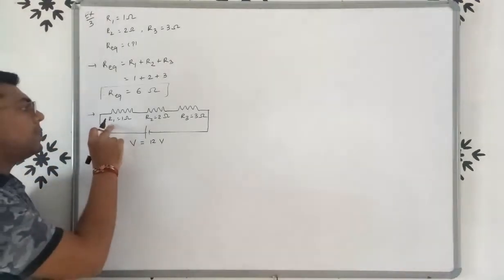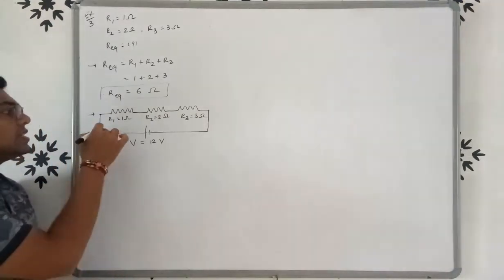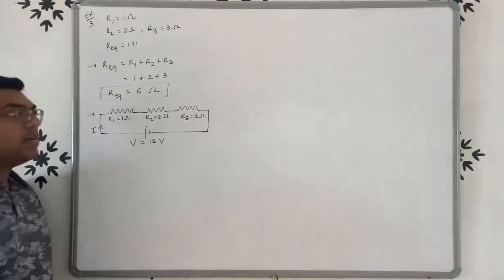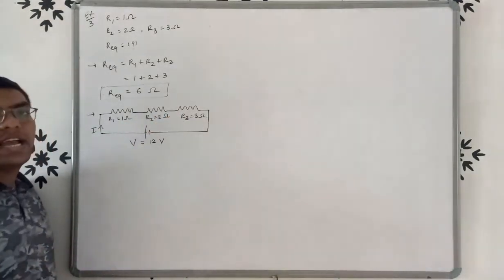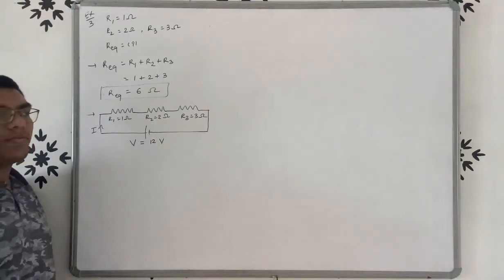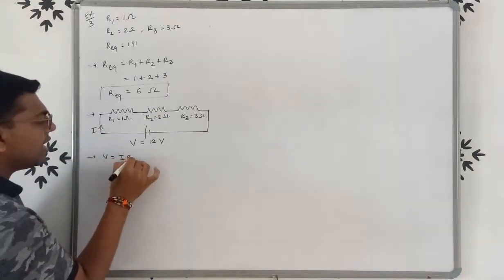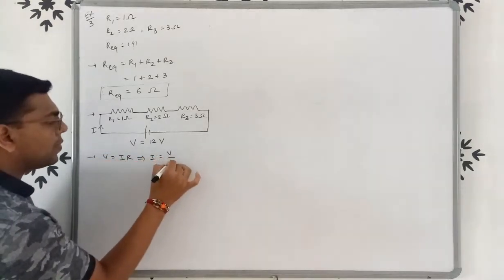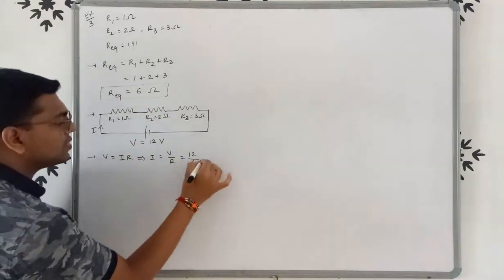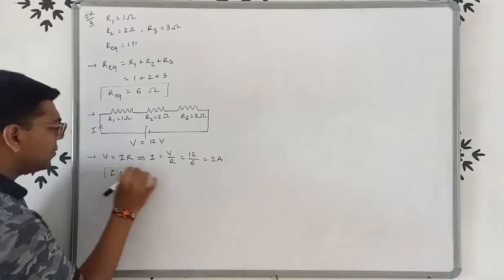So potential drop across R1 is V1. So we know the formula. Here for series connection, current will be the same. So V1 is equal to I R1, V2 is I R2 and V3 is I R3. So to find out the potential drop across each resistor, first of all we have to find out the current. We know the formula, V is equal to IR. So I is equal to V upon R, value of V 12 and the equivalent resistance is 6. So here the current is 2 ampere.